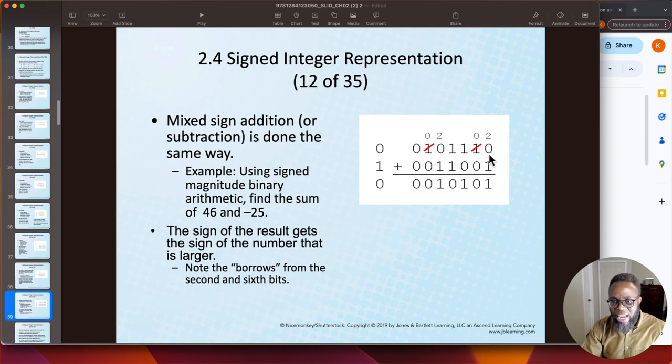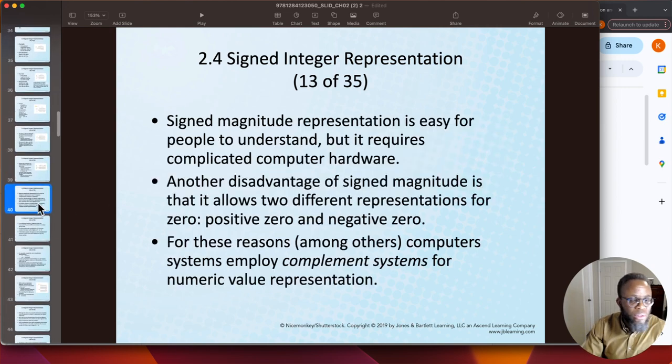Let's see, so what was happening here. We are adding, and at the end of the day, the sign is negative. So the sign of the result gets the sign of the number that is larger. This number is larger. And the sign of the result, when you keep adding this, gets the sign of this number that's larger. That's what's happening here. So please feel free to read through this if you have any questions, reach out.